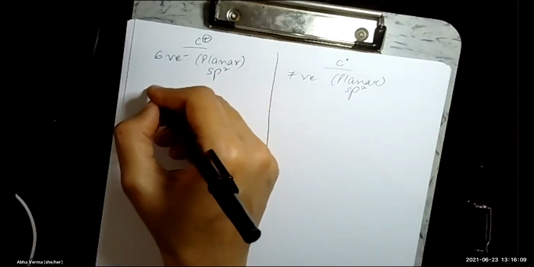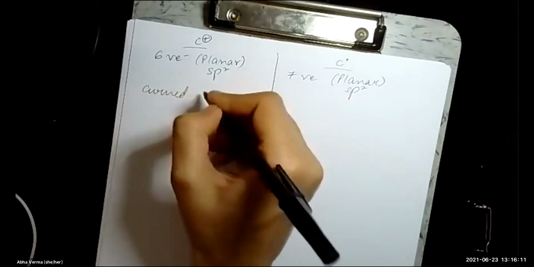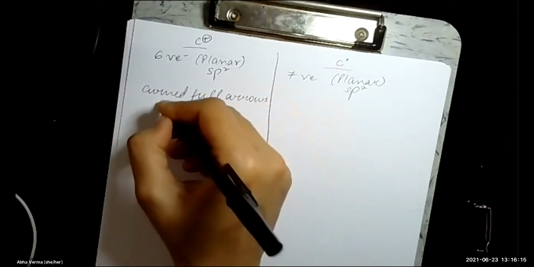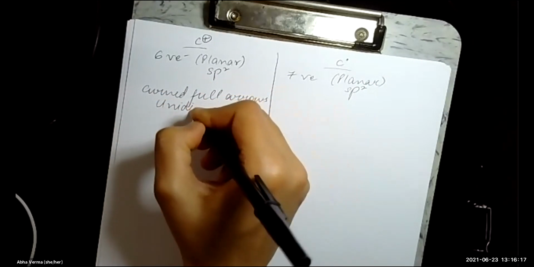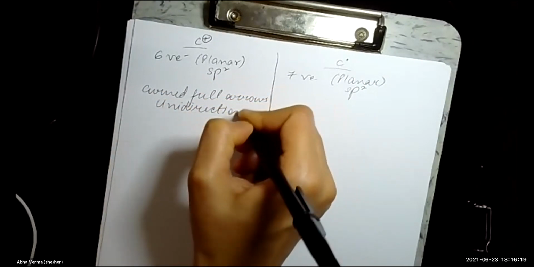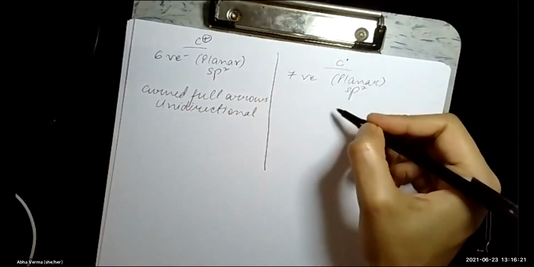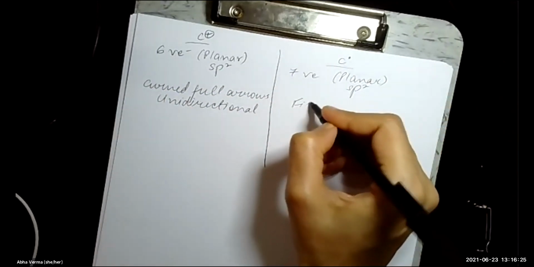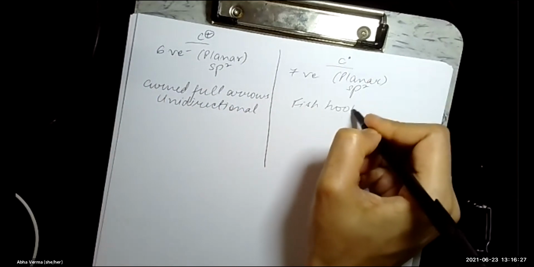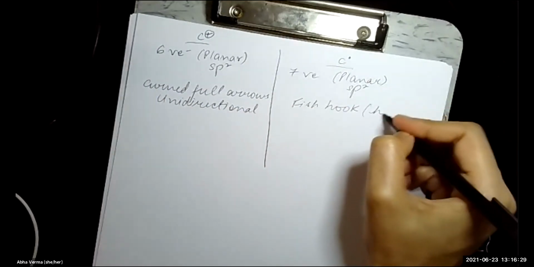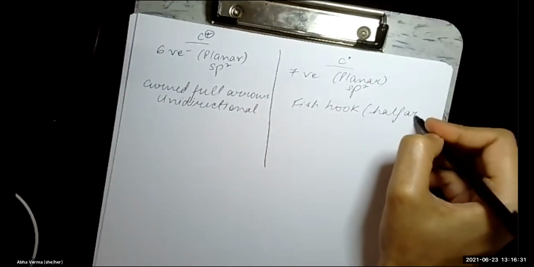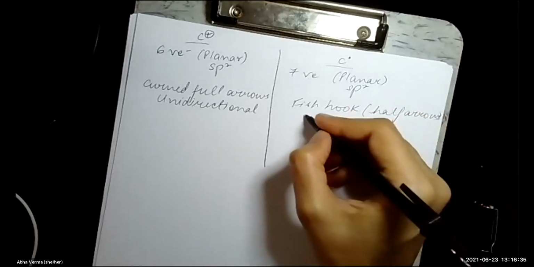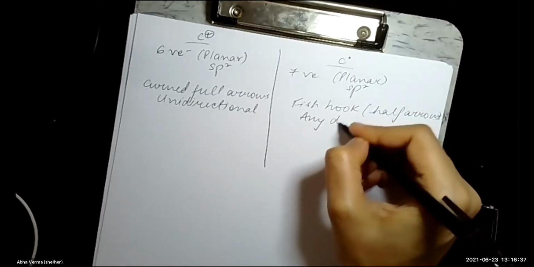For the curved full arrows, they flow unidirectionally, whereas the radicals form these fish hooks, kind of an arrow, which are half arrows, and they can go anywhere, any direction.